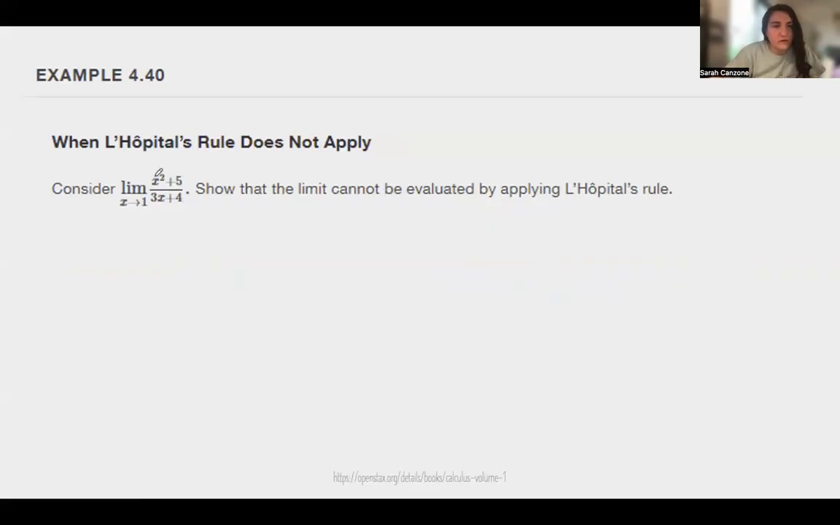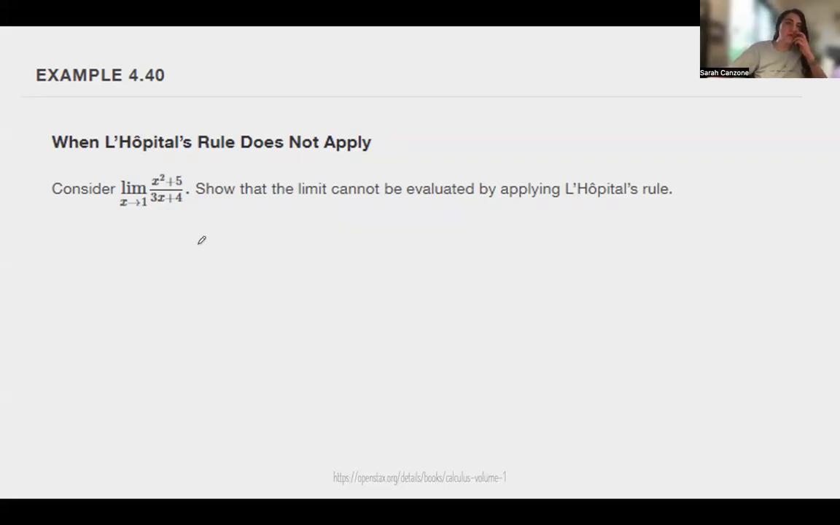This was also, I believe, one of the examples that we looked at. And we're once again going to show that it's so much easier if we use L'Hopital's rule. So again, plug in 1. What we'll get is 1 plus 5, that's 6, which is 5. Oh, this is not an example we looked at. Consider this: show that the limit cannot be evaluated using L'Hopital's rule.